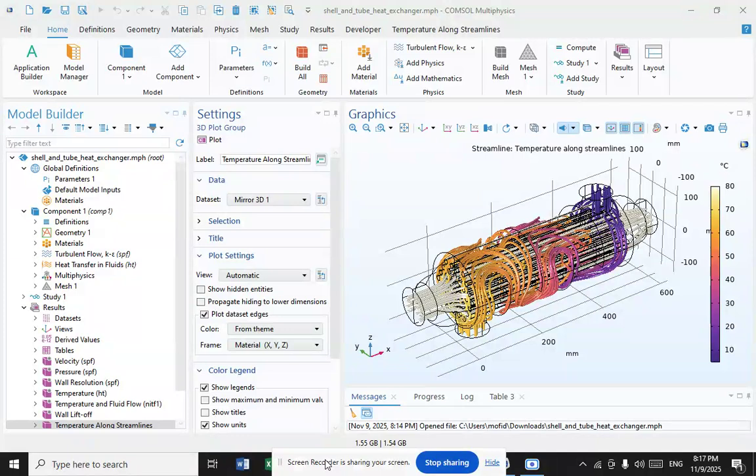And what about the common types? The first common type is shell and tube. One fluid flows through a bundle of tubes while the other fluid flows around the tubes in a shell. The next type is plate and frame. Thin plates are stacked to create flow channels for the fluids, which are separated by the plates.